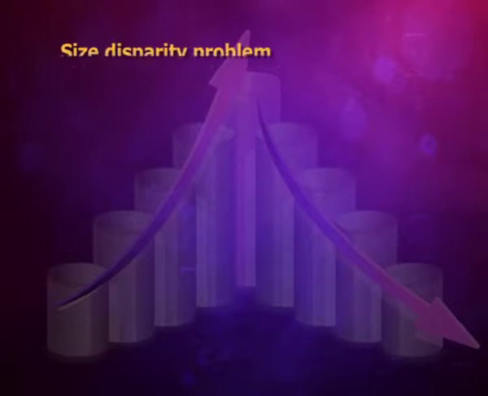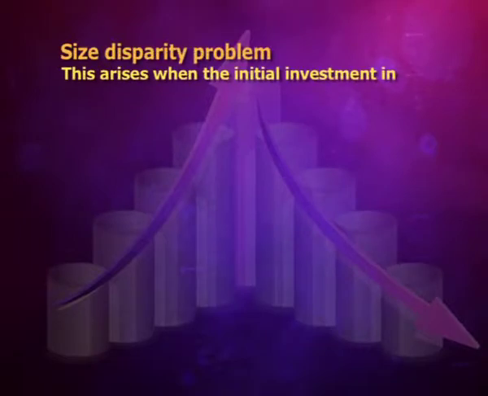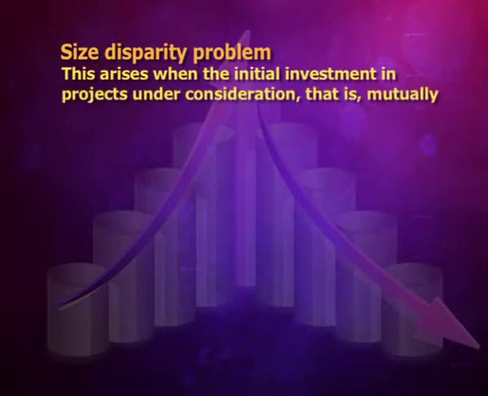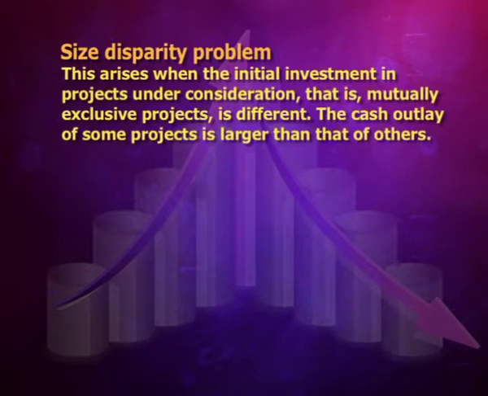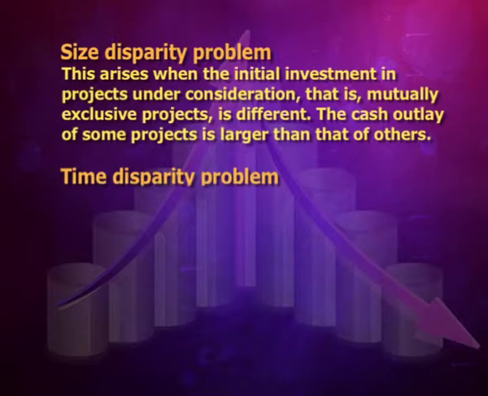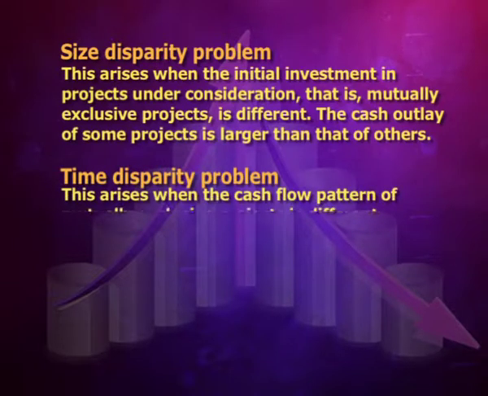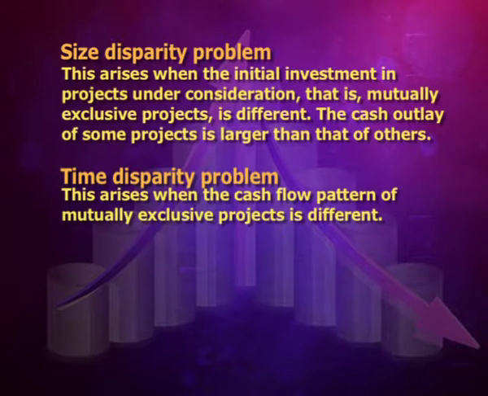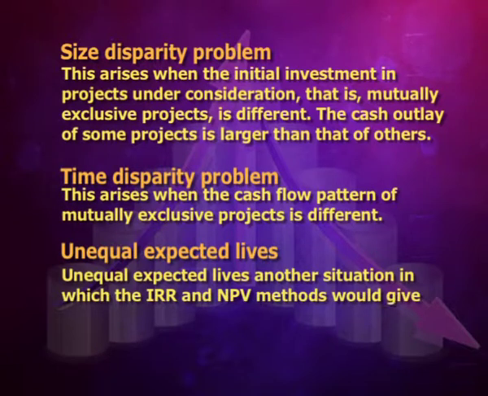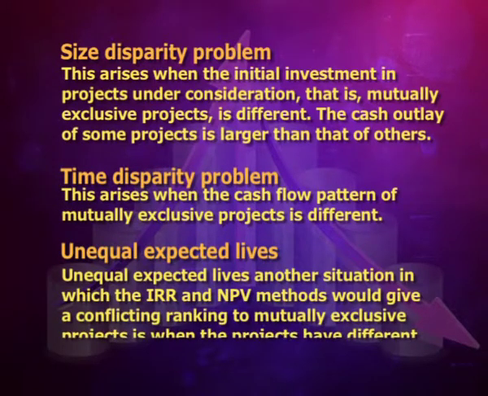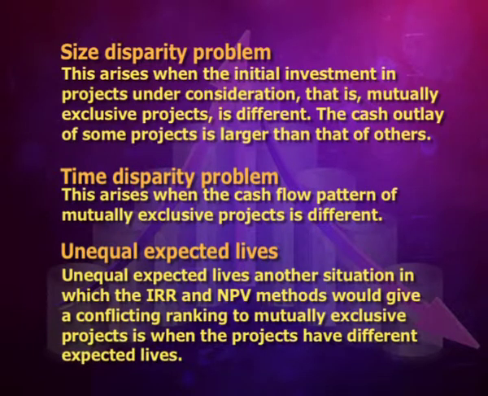In the case of size disparity problem, this arises when the initial investment in projects under consideration, that is mutually exclusive projects, is different. The cash outlay of some projects is larger than that of others. In case of time disparity problem, this arises when the cash flow pattern of mutually exclusive projects is different. In case of unequal expected lives, another situation in which the IRR and NPV method would give a conflicting ranking to mutually exclusive projects is when the projects have different expected lives.